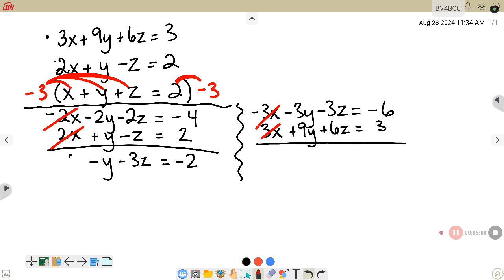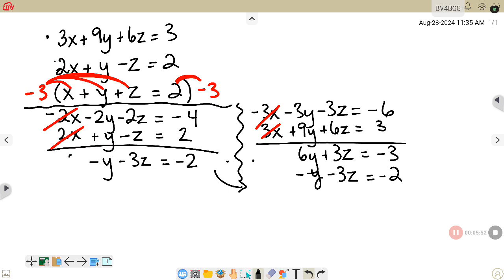So now let's see what I have. Negative 3y plus 9y gives me 6y. Negative 3z plus 6z gives me plus 3z equals negative 6 plus 3 gives me negative 3. These 2 equations, this one and this one, I want to write one on top of the other. So I'm just going to bring this equation over here and rewrite it under the other one. So negative y minus 3z equals negative 2. So now you have 2 equations in 2 variables.